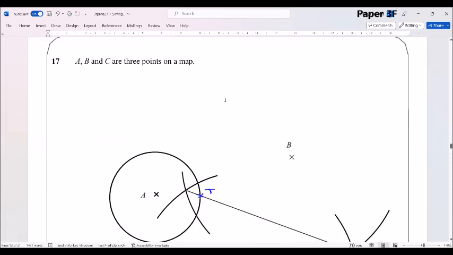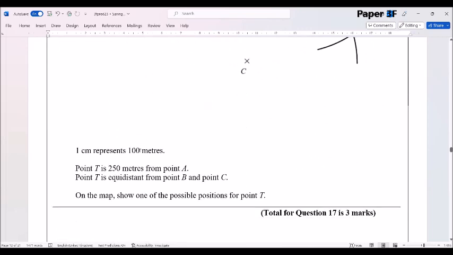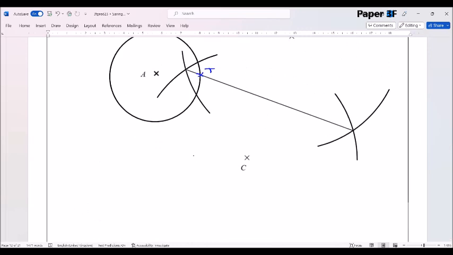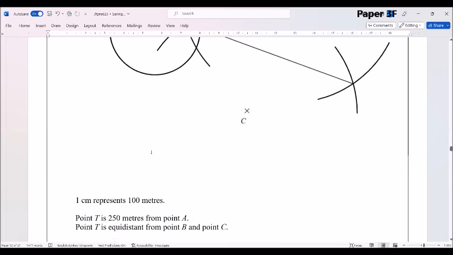A, B, and C are 3 points on a map. Now, I've drawn this one out separately because I didn't have tools to do this on screen. But here we go. We've got to do a few things here. It says 1 centimetre represents 100 metres. Point T is 250 metres from point A. So what we're going to do is draw a circle with the centre at point A. And we needed to draw a circle with a radius, and we just need to look at what we've got there.